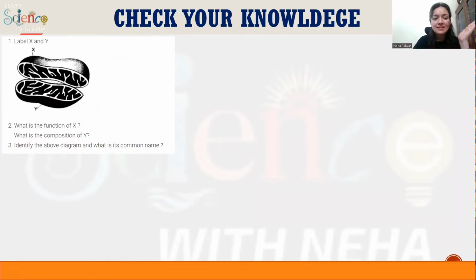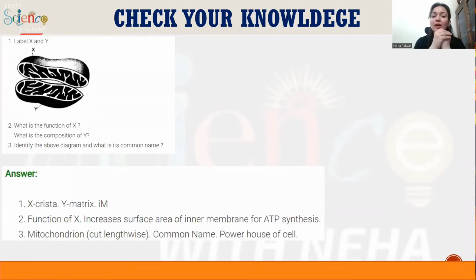X are the inner parts, which can be cisternae, and Y can be a capsule. Okay, so let's see. X is cisternae and Y is the matrix, that is the base in which cisternae is there, in which all the energies are being produced and biochemical reactions are happening. So why is X so many folded? So that it can increase surface area of absorption, and it is mitochondria.